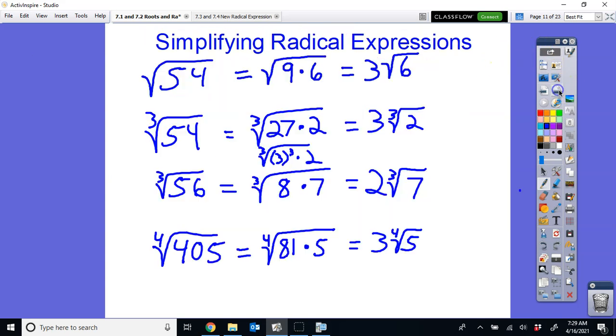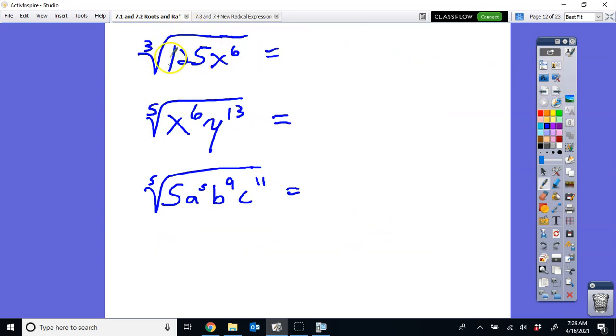So what we do when we're dealing with variables is we say, okay, the cube root of 125, if you look that up or do some math there, you'll figure out that it is 5. 5 times 5 times 5 is 125. But then for the variables, you just take the exponent on the variable and divide it by the index. What is 6 divided by 3? Well, 6 divided by 3 is 2 with no remainder. So that means x squared will come out of the radical and there will be no remainder left in the radical. Now let's talk about why that works.